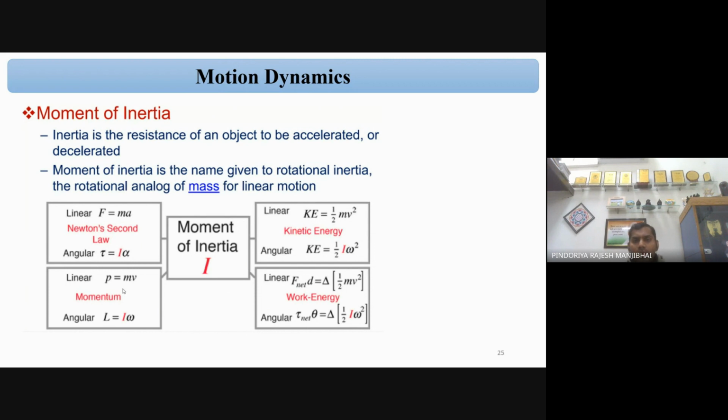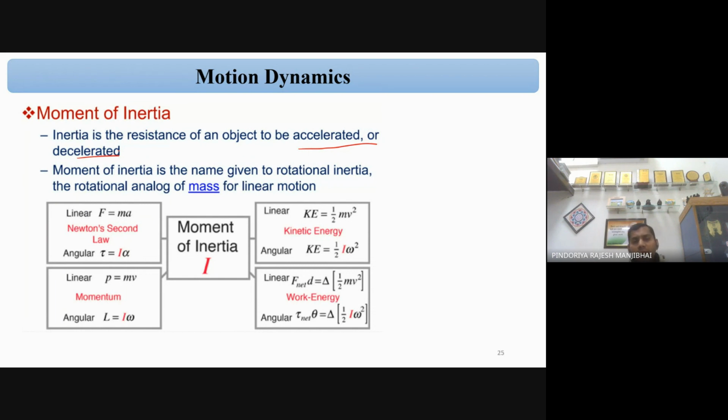So this is the last slide, that is the moment of inertia. We already discussed the moment of inertia in the first semester. Inertia is the resistance of an object to being accelerated or decelerated. So this is the moment of inertia.